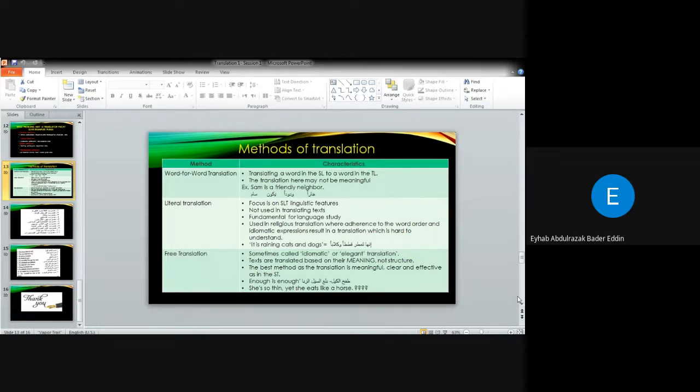So here we need to look for an equivalence which we use in Arabic to give the same meaning, but not necessarily with the same words. You see what I mean? This is an example of a free translation. Those who eat a lot, how can we express that in Arabic? What do we say?